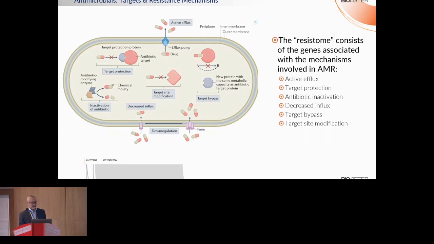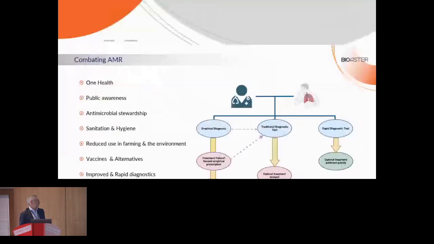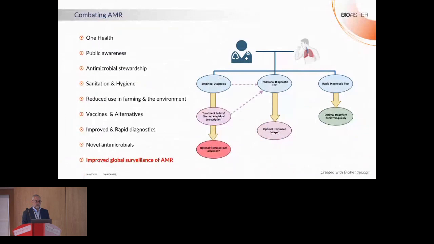So combating antimicrobial resistance. This has to be a One Health approach, a global approach to combating AMR. Public awareness is vitally important for this, as is antimicrobial stewardship. Sanitation and hygiene are probably the most important thing and a huge problem in LMIC countries. Reducing use in farming and the environment will help against the problem, as will the use of vaccines and alternatives such as bacteriophage therapy, as we heard about earlier, and other things such as antimicrobial peptides.